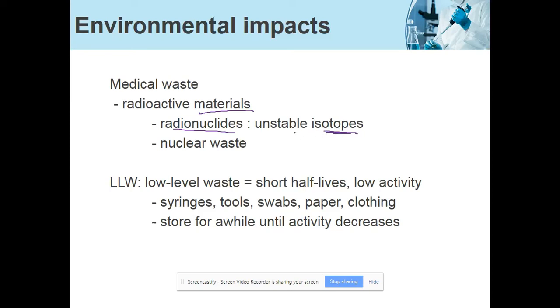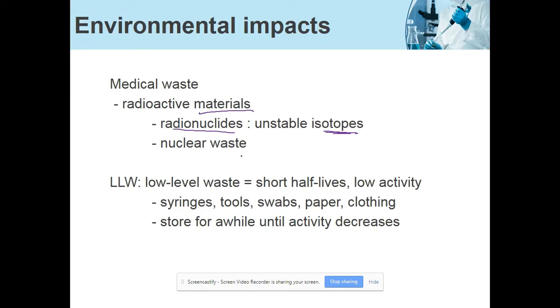They're unstable. Their nuclei just don't stick together very well. And so they go through decay, alpha decay, beta decay. A lot of energy is released. Gamma radiation is that energy that's released when these nuclei of unstable atoms are going through decay. So this is all nuclear waste.